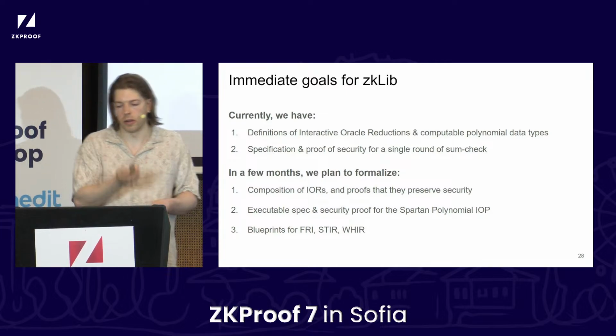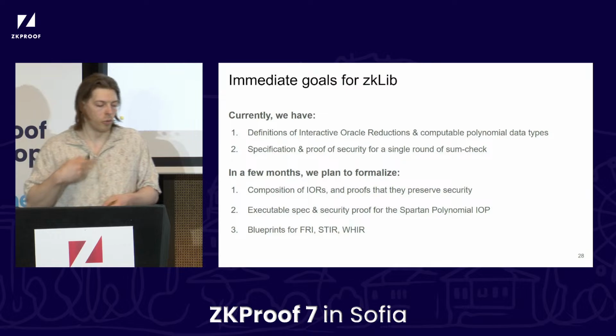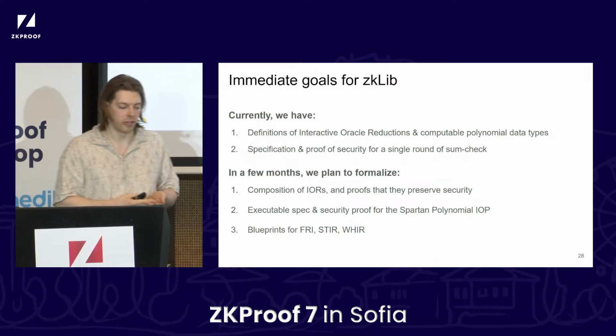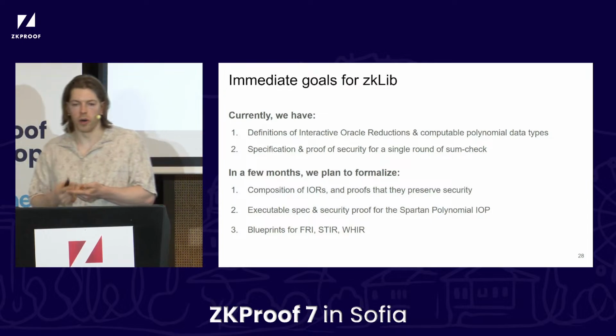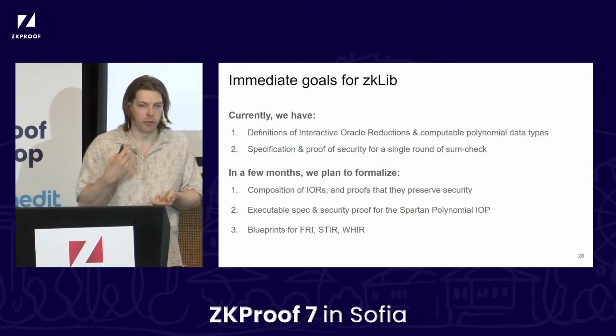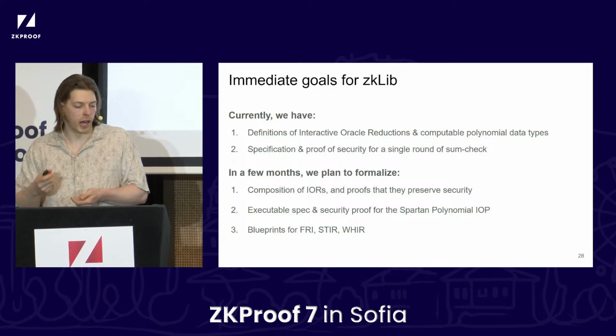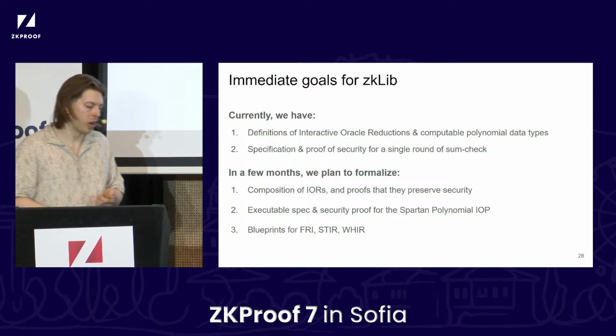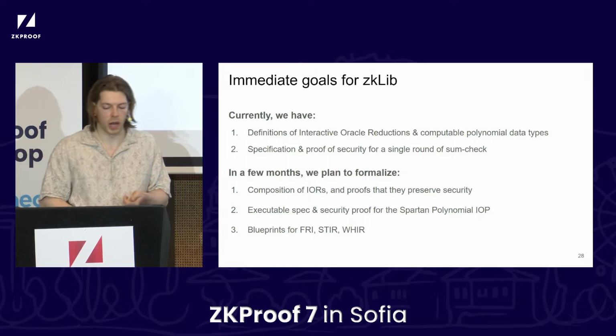And like I said, I think in the first part of my talk, we're working towards having executable specs that are directly tied to security proofs, and so we'll be doing this for the Spartan IOP, and then we've also got blueprints starting very soon for FRI, STIR, and WHIR. So FRI will be with the help of Nethermind, and STIR and WHIR will be with the help of Least Authority.